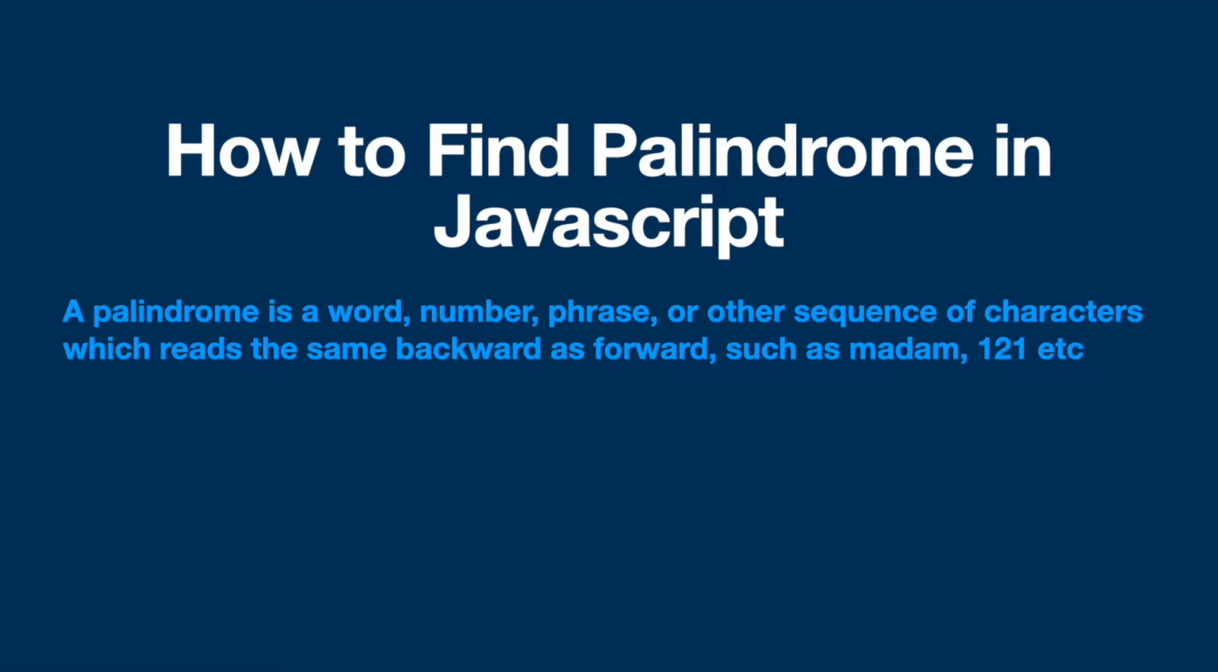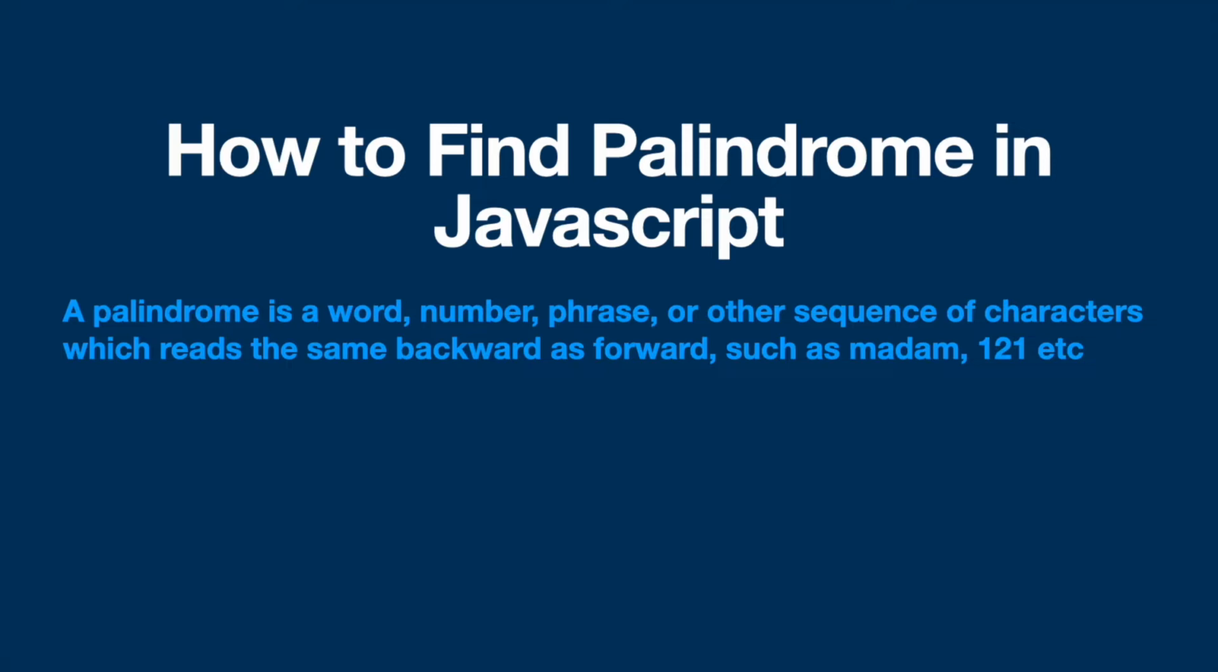Here we are going to find a palindrome in JavaScript. First of all, we need to discuss what is a palindrome. A palindrome can be a word, a number, a phrase, or other sequence of characters which reads the same backward as well as forward, such as madam, one to one, etc.